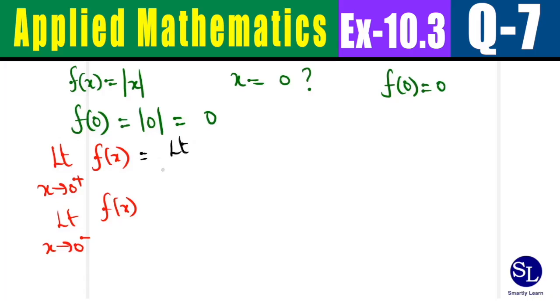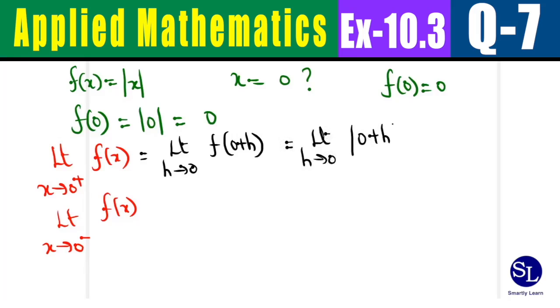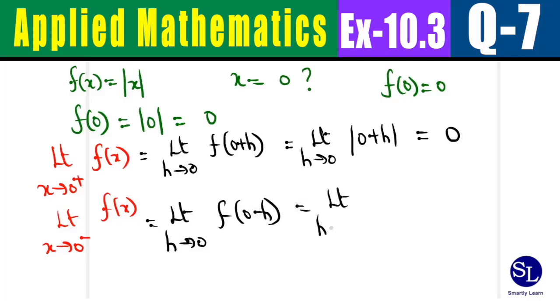So this is limit h tends to 0, f of 0 plus h. So this is going to be limit h tends to 0, mod of 0 plus h. If I put h is equal to 0, this is 0 plus 0, still 0, mod 0 is 0. Now let's compute limit h tends to 0, f of 0 minus h. So this is limit h tends to 0, mod of 0 minus h. Whatever is the value of h here, it is going to be 0. So 0 minus 0 is 0, mod 0 is 0.